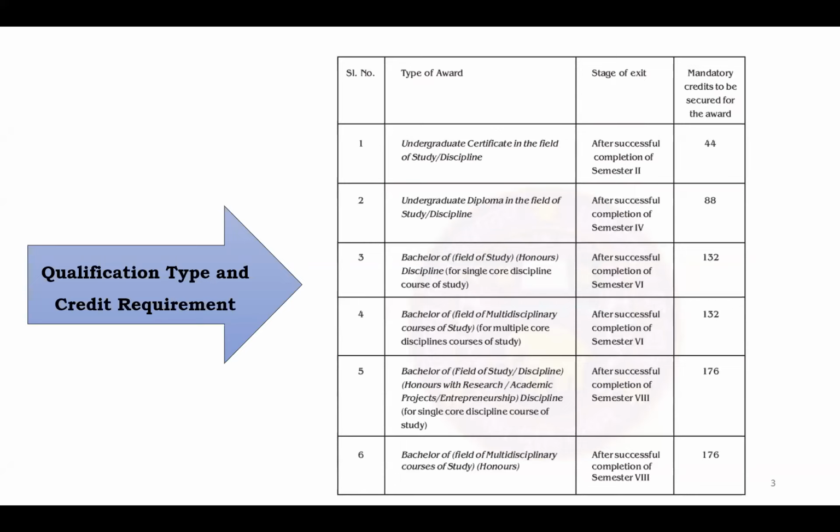After successful completion of your eighth semester, that is all the 4 years of the undergraduate curriculum framework, after you have accumulated all your 176 credits, you will be eligible for the Bachelor in a particular field, for example, economics discipline, provided you are also undertaking a research project or an academic project in your final year. Or if you are otherwise into a multidisciplinary course, you will be eligible for a bachelor in the field of multidisciplinary courses, honors degree. That's after the fourth year, that is after successful completion of 176 academic credits.